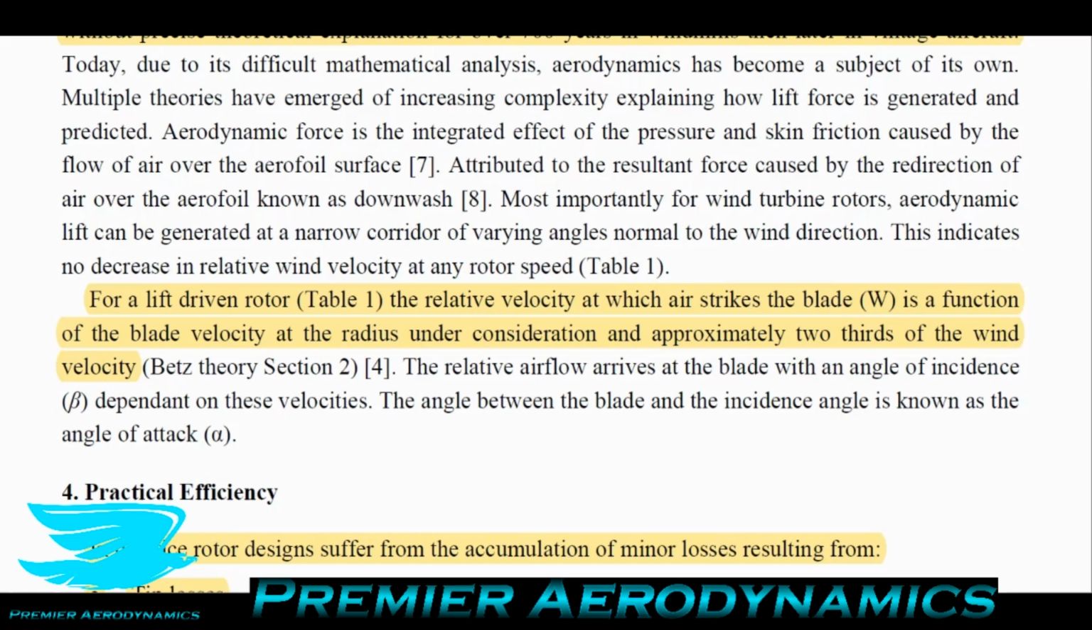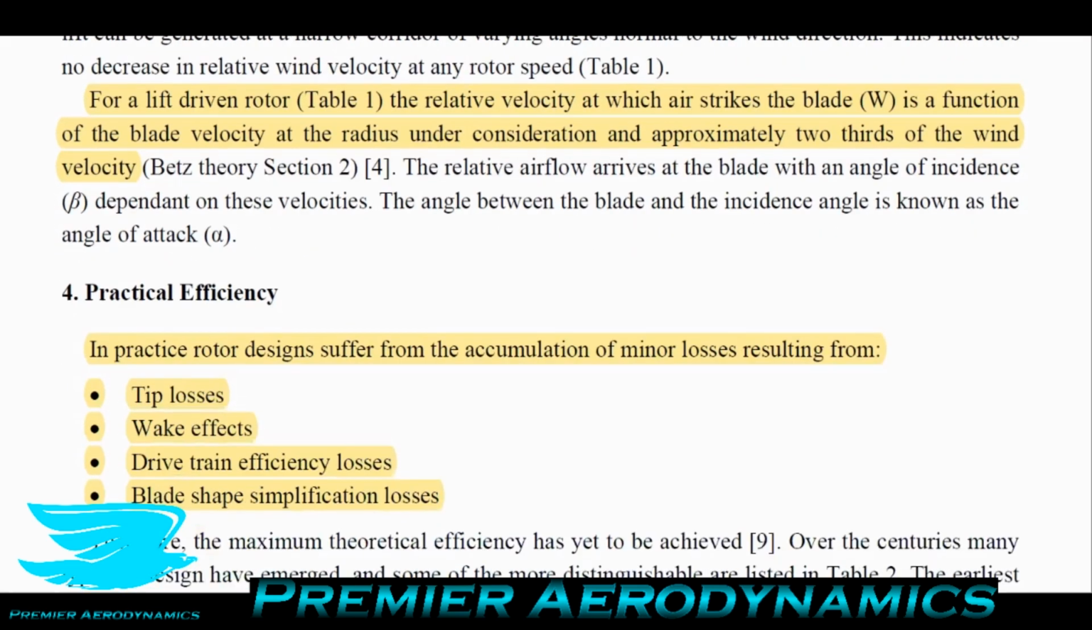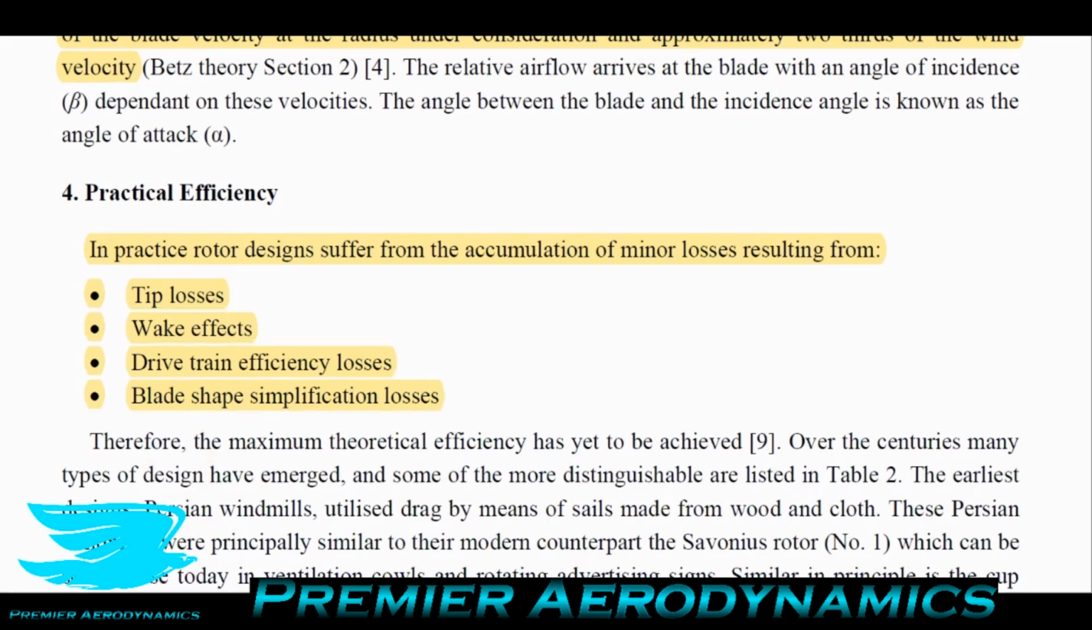When you have the blade going around, imagine you're on a blade. Now, even though you have the free stream velocity hitting you, because you're moving relative to the air, that air is now coming at a different angle. And that means that the relative velocity is a function of not only the free stream velocity, but also the blade velocity. So let's get into the efficiencies.